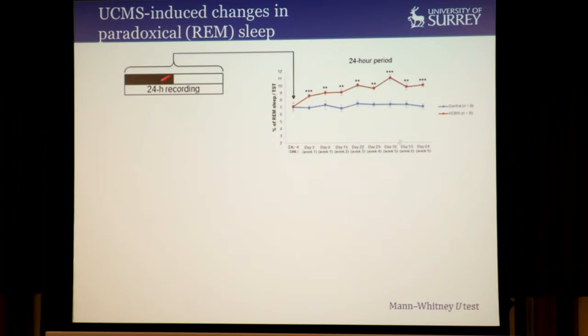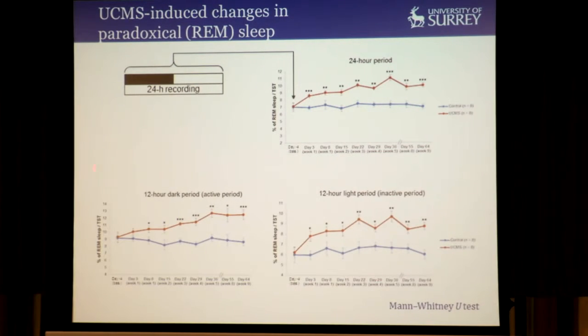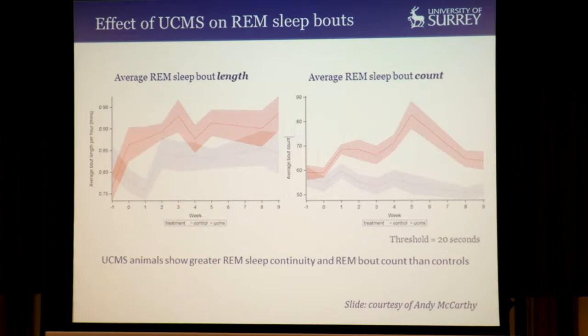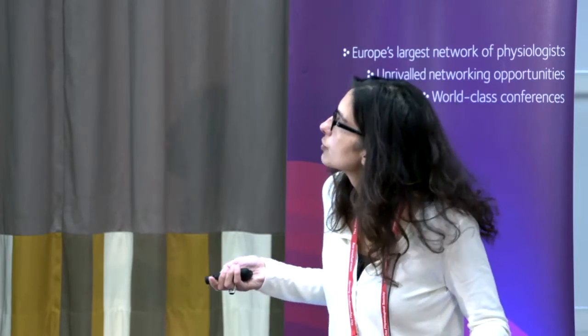In contrast, for paradoxical sleep, as observed in humans in the depressive state, you can see an increase which starts right after 3 days of the UCMS paradigm, and this is shown both for the dark and the light period. Same thing for the episode length. You have an increase in the REM sleep bout length, and you also have an increase in the REM sleep bout count. So you have an increased REM sleep continuity.